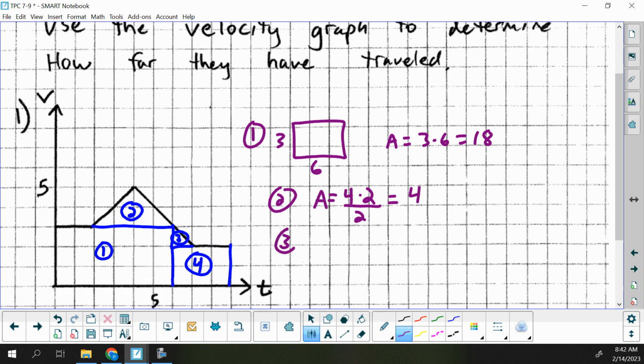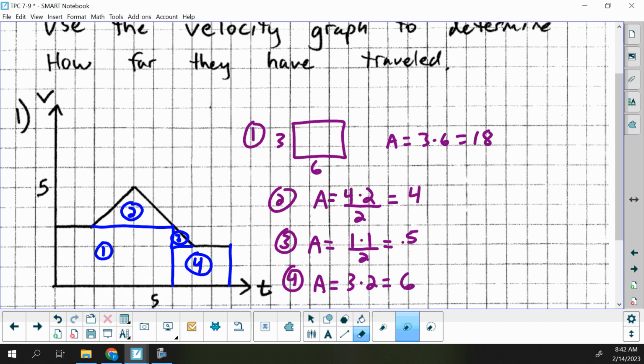Area 3 is a little triangle. For that one, we have a base of 1, a height of 1, and then base times height divided by 2, so we'll get a half. Or I guess that comes out nice, so I'll just put it as 0.5. If it didn't come out nice, we'd leave it as a fraction. And then lastly, we've got a rectangle. The base is 3, the height is 2, so we get 6.